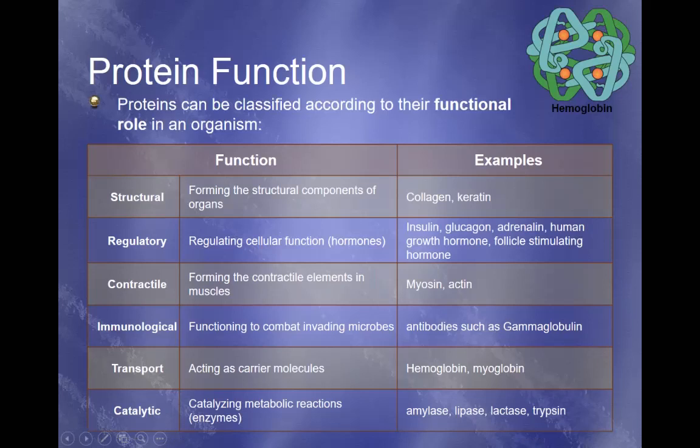Now, when it comes to proteins, remember there are so many different functions, everything from structural like collagen and keratin, regulatory, think hormones, right? Everything from insulin to adrenaline, human growth hormone, contractile proteins like myosin and actin, which help with our muscles, immunological antibodies such as gamma globulin to help fight infection. We've got transport molecules that act as carriers, things like hemoglobin, myoglobin, and we've got our catalytic proteins, those that help with our chemical reactions. These are our enzymes, amylase, lipase, lactase, so on and so forth.